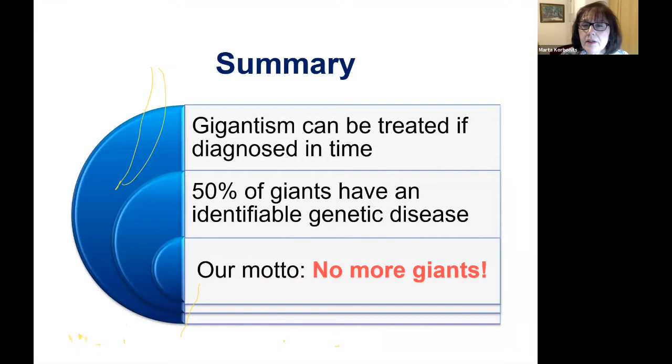So in summary, gigantism, which is a pretty awful disease, can be treated if diagnosed in time. We now know that about 50% of the patients with pituitary gigantism have an identifiable genetic disorder. And our motto is that there shouldn't be any more giants in the 21st century, because this is a disease we can treat in childhood, and we can avoid these patients growing too tall.